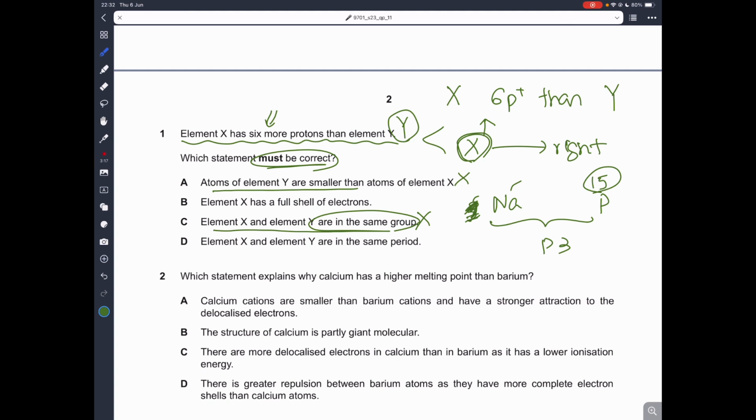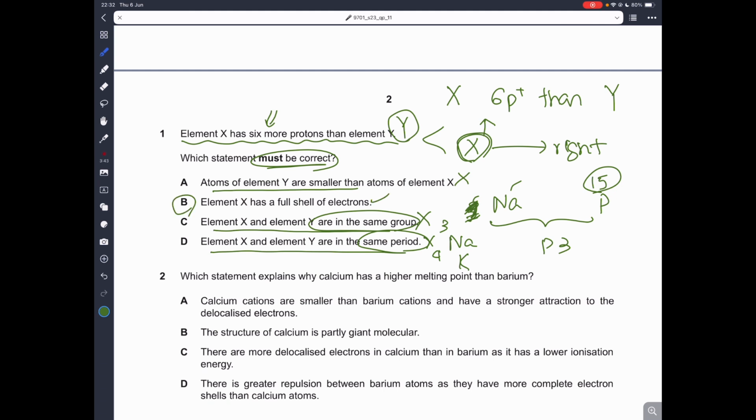Now, element X and element Y are in the same period. We also cannot say they are in the same period, because it can be a matter of whether you're taking sodium, in period number 3, and then taking potassium, for example, in period number 4. So it cannot be like that as well. So the only correct option is going to be B, so we have to choose B as the correct answer.